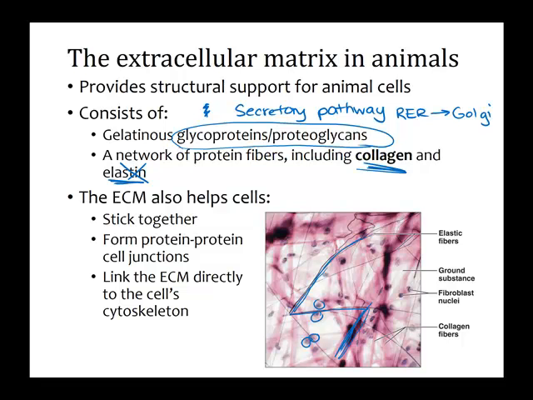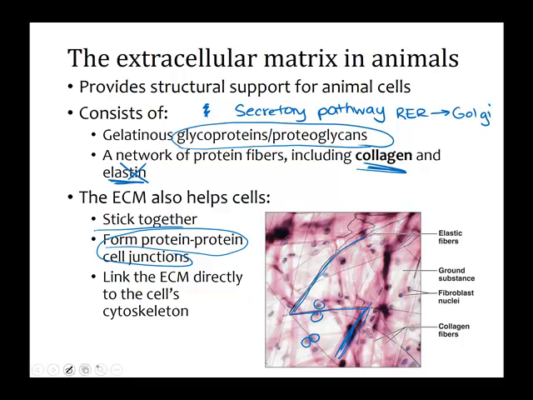So this extracellular matrix provides a lot of support for these cells that allows them to attach to each other, so they can stick together. It's also what provides cells an environment where they can talk to each other through these things called cell junctions. The cell junctions are made of proteins. And the extracellular matrix is what links the cells inside to its outsides.